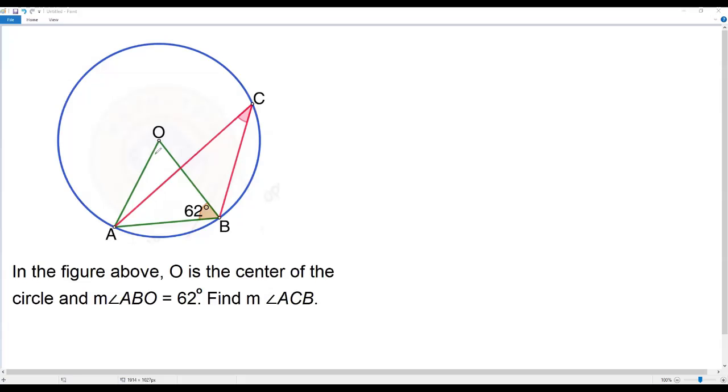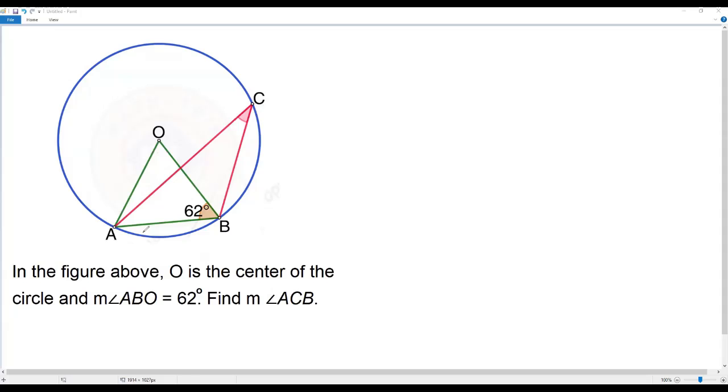Here, AOB is the angle measure subtended by the arc AB at the center of the circle, and ACB is the angle measure subtended by the same arc AB at a point C on the circle. There is a theorem in geometry that the angle subtended by an arc at any point on the circle equals half of the angle measure subtended by the same arc at the center of the circle. So we need the measure of the angle subtended by the arc AB at the center.